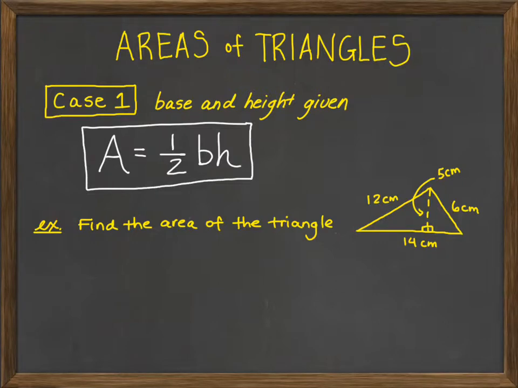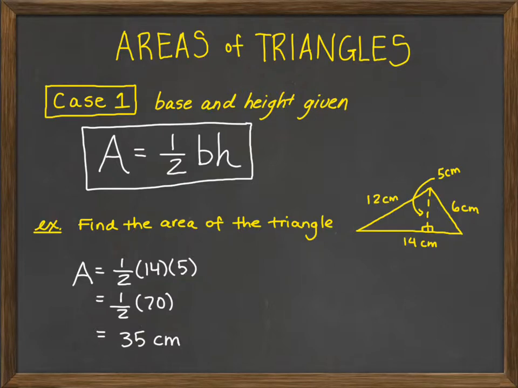So if we look at the following example, we want to find the area of this triangle, and if we look at the diagram, we can see the base and the height. All we need to do is plug that into the formula. So we're going to get 1/2 times 14 times 5. So the area is equal to 1/2 times 70, which is 70 divided by 2, which is 35. And it's going to be centimeters squared.